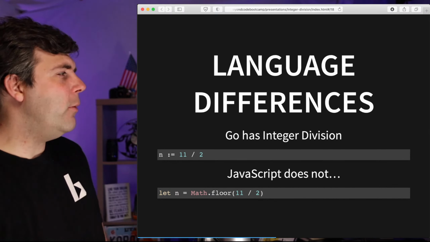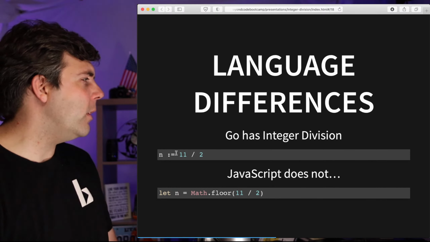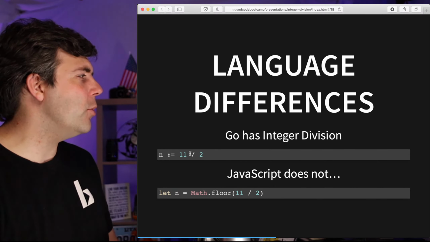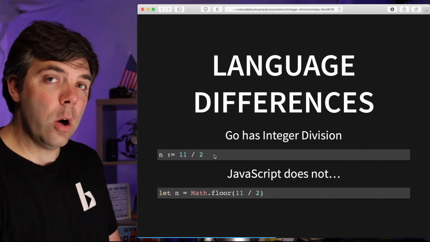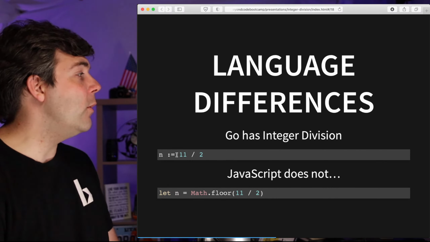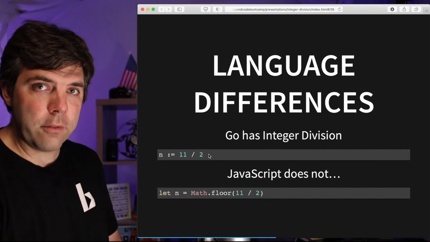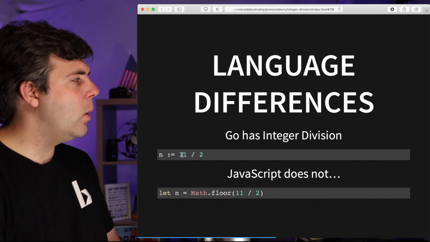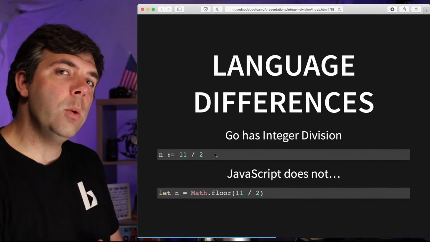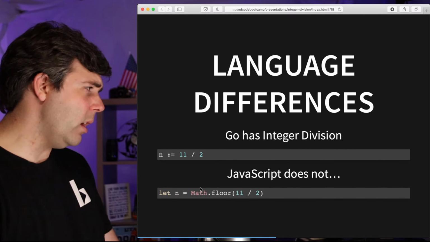So, as I was talking about before, different languages represent these differently. For example, Go actually has integer division. If you divide 11 by 2 in Go, you will get 2. If you divide 11.0 by 2.0 in Go, you'll get 2.5. And if you divide, say, 11.0 by 2 or 11 by 2.0, you'll get an error. The program won't even run at all.